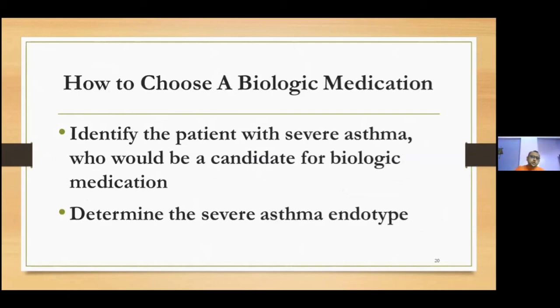So how to choose a biologic medication? First of all, we have to identify the patients with severe asthma, because we have to exclude other causes of severe asthma.